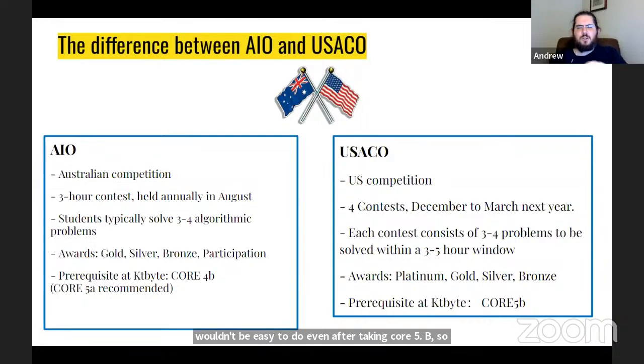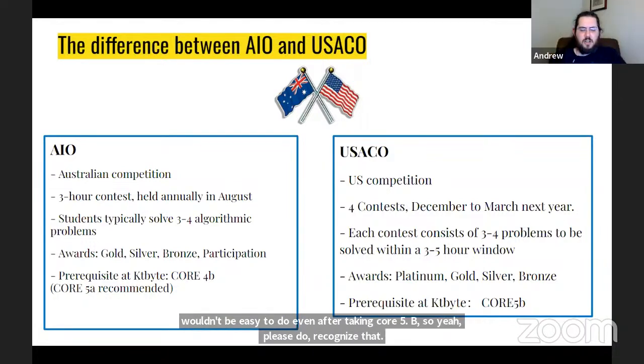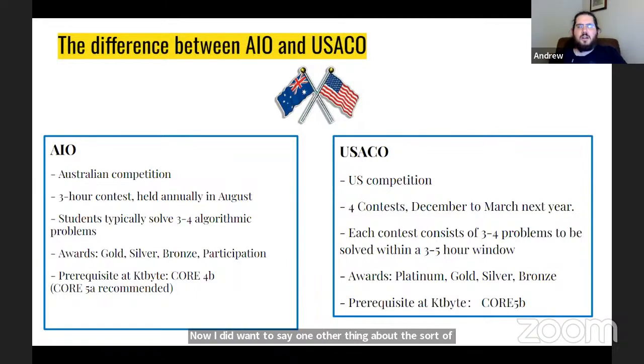Now, I did want to say one other thing about the prerequisites here. The AIO has 6 problems. The first problem or two might be actually quite easy for a student who's been doing well in Core 4B and Core 5A. So you might wonder, why would we require that? If you can do a problem or two, why not do it at even a younger level? And if you're interested in this, that would be okay.